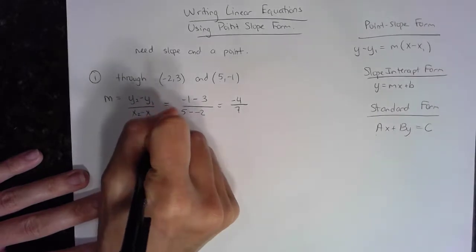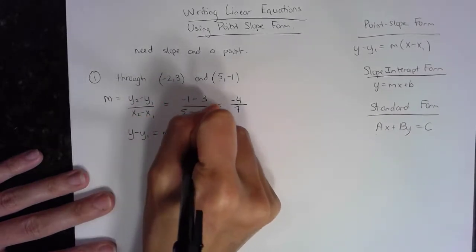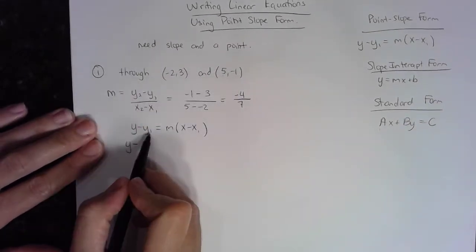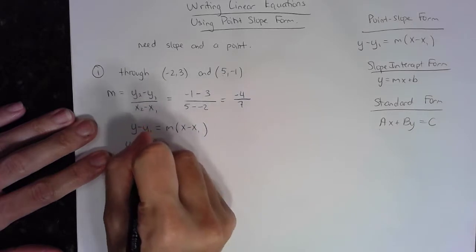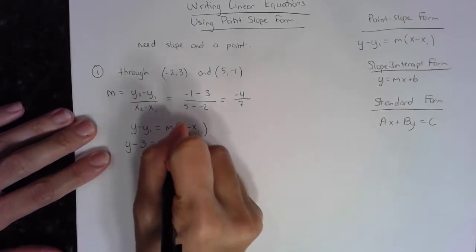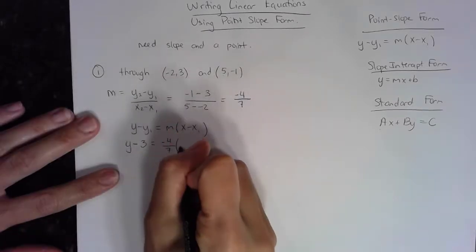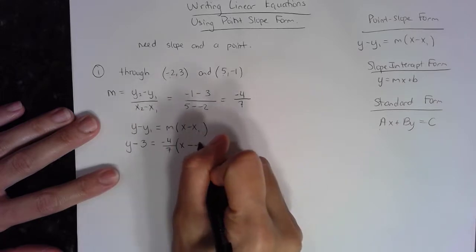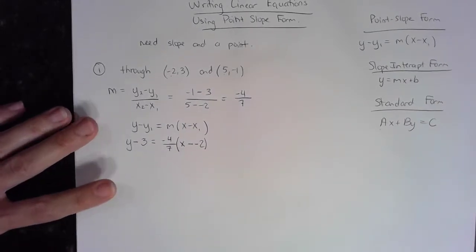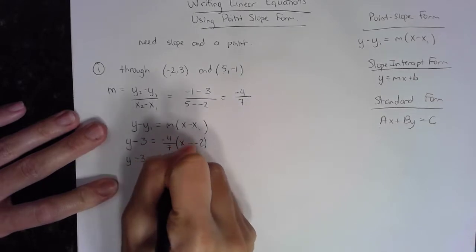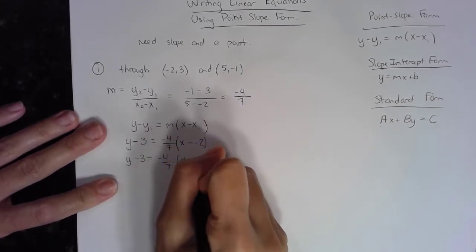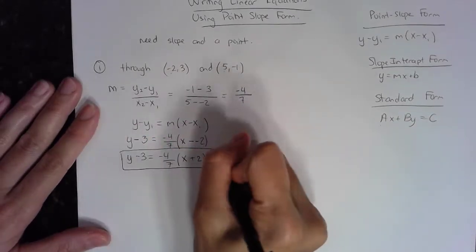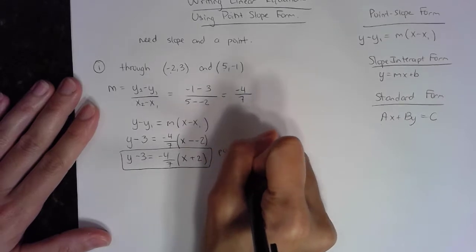So let me write it down again. y minus y1 is equal to m times the quantity x minus x1. So y is my variable, minus y1, which is the y-coordinate of the point that I chose, minus 3, is m, my slope, which I just found to be -4/7, times the quantity x, my variable, minus x1, which is the x-coordinate of the point that I chose, so minus -2. Okay, so the first thing that I notice is that I have an x minus -2, which becomes an x plus 2. So here's the equation of the line, basically done in point-slope form.